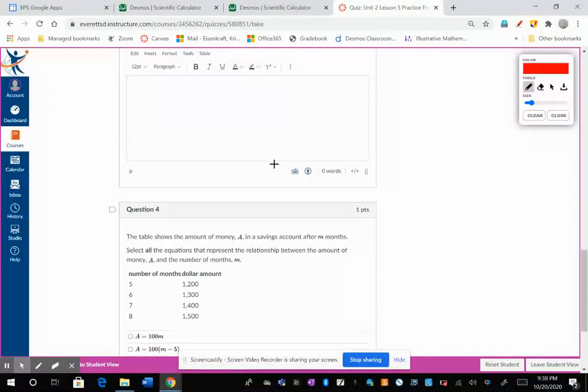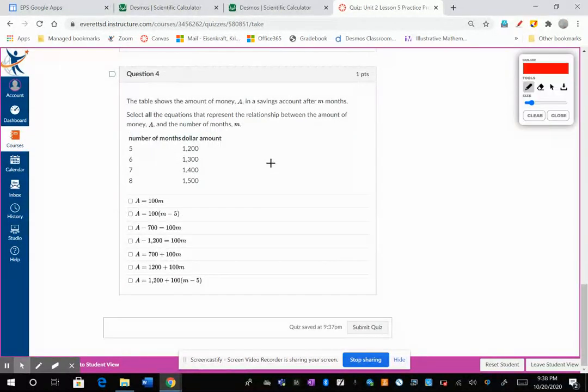All right, let's keep going. Question 4. The table shows the amount of money A in a savings account after M months. All right, what happened to my little T chart? I didn't follow over in Canvas. Select all the equations that represent the relationship between the amount of money A and the number of months M.